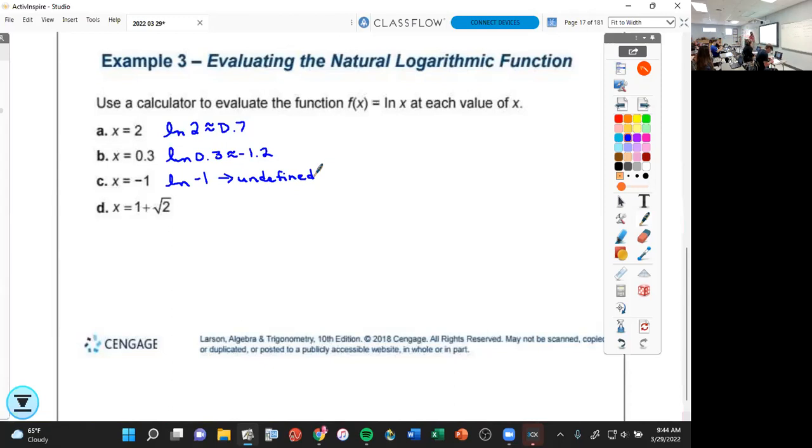Remember what the graph of the natural log looked like? It was here, wasn't it? X can't be negative, can it? Okay.